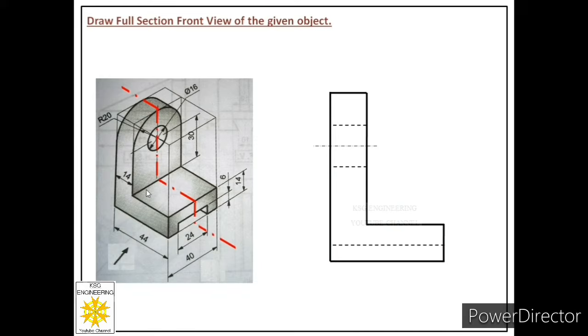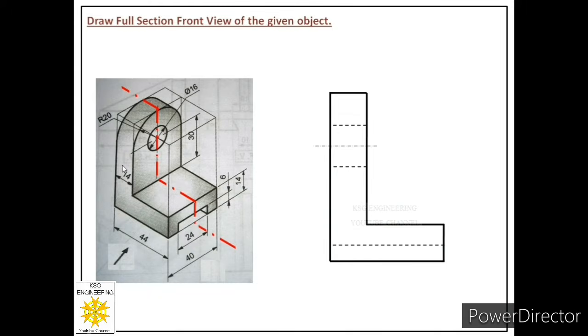Now once we identify the front view of the object, now it will be easy for us to convert that view into section view. So in order to get the full section front view of this object, we have to cut this object along this center line. So let us observe, if we will cut this object along its center line, then what we will see after removing front half portion of this object.